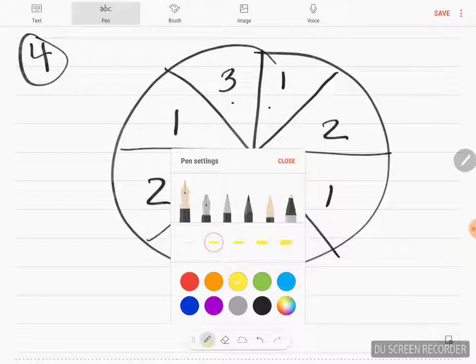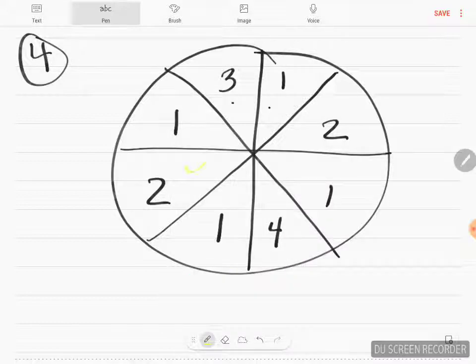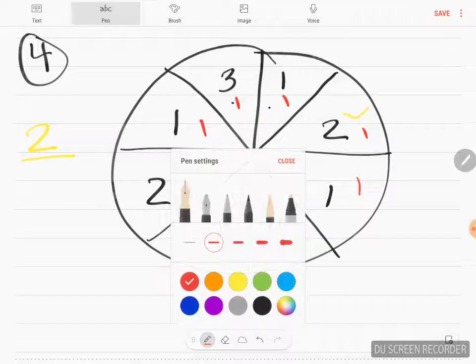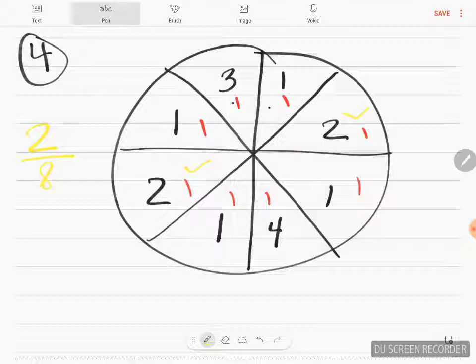Now let's count. How many 2s are there? We have 1, 2. We have 2 there. But then how many numbers are located on this spinner? Let's count the numbers. I'm going to use red to count: 1, 2, 3, 4, 5, 6, 7, 8. So the fraction that I have is 2/8. 2/8 can be reduced by 2, and we have 1/4. Our probability of stopping on the 2 is 1/4. All right, let's keep going.